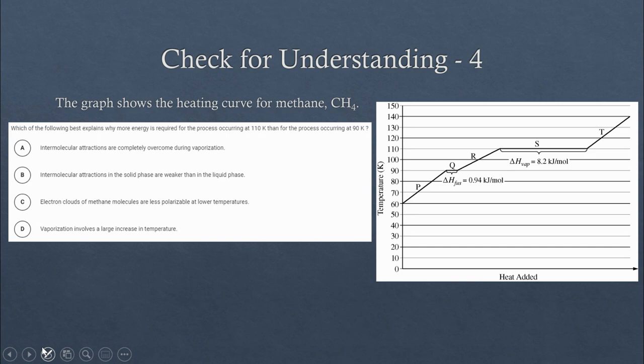Check for understanding 4. The graph shows the heating curve for methane. Which of the following best explains why more energy is required for the process occurring at 110 Kelvin than the process occurring at 90 Kelvin? So at 90 Kelvin, we have melting, the heat of fusion. This is melting. So P is a solid, R is a liquid, T is a gas. So to go from a solid to a liquid, we are melting it. And 110 is boiling. Heat of vaporization.